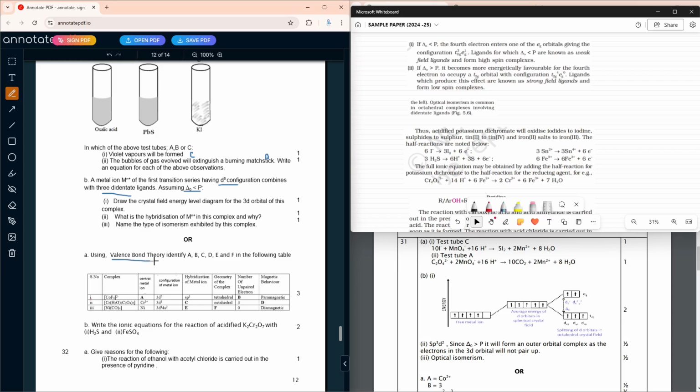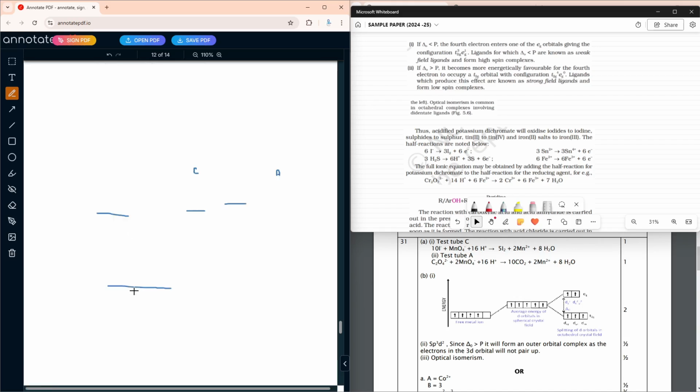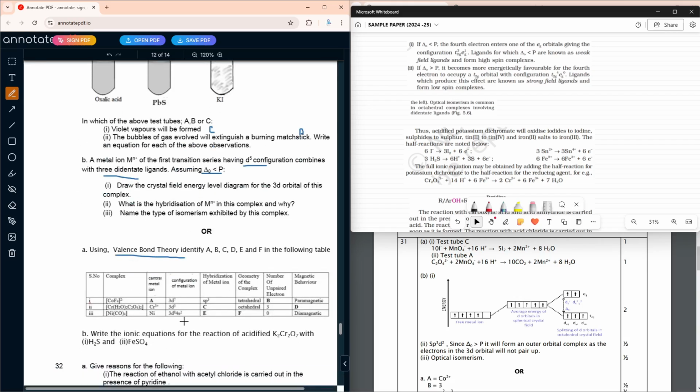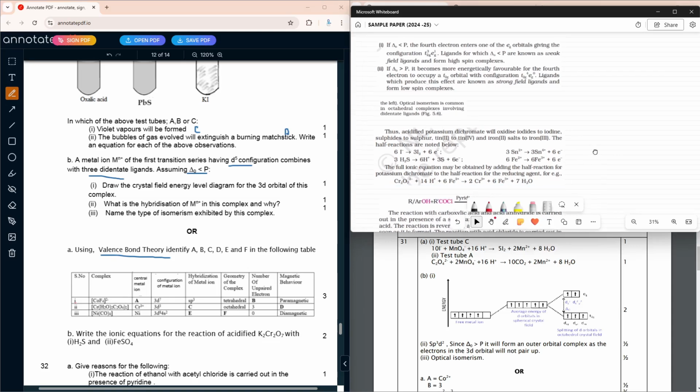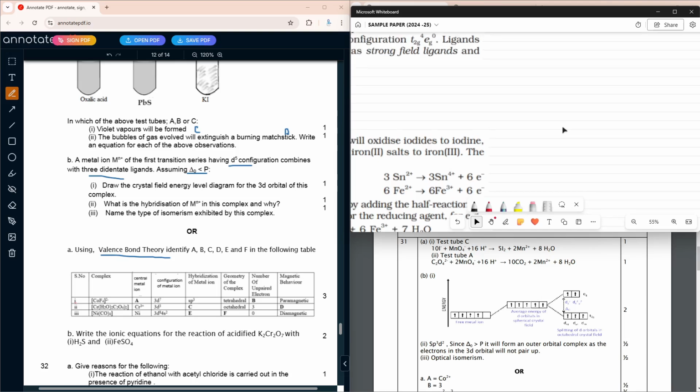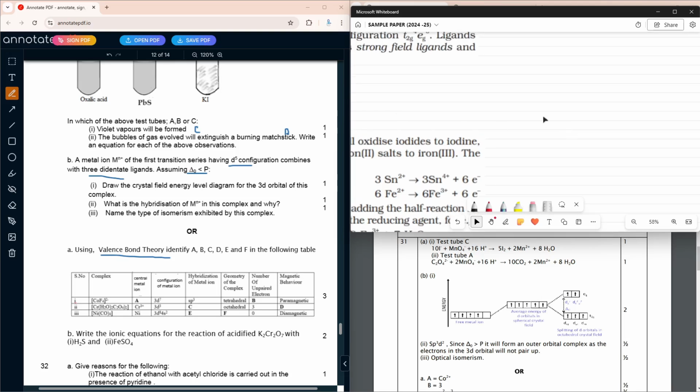Based on valence bond theory, we need to identify A, B, C, D, E, and F. So the first question here is we need to find the central metal ion. So the central metal ion in this case, what is it going to be? Now I'm going to zoom that in a little bit. Hang on. Okay, so you have CoF4 2 minus. So, CoF.